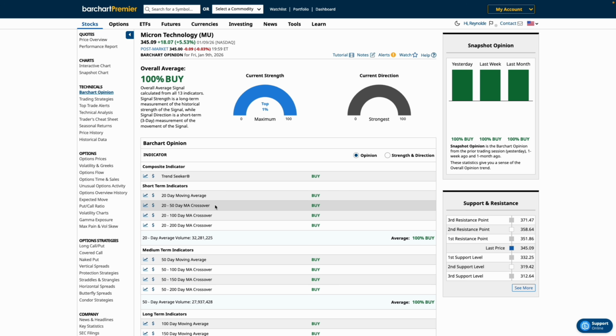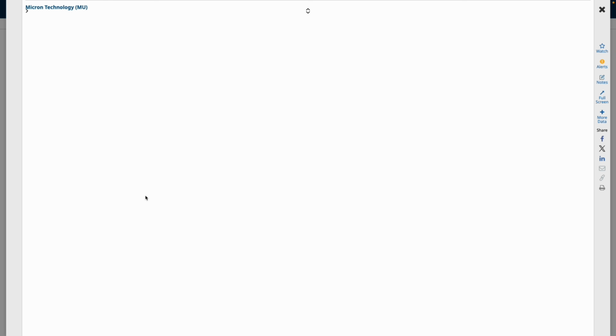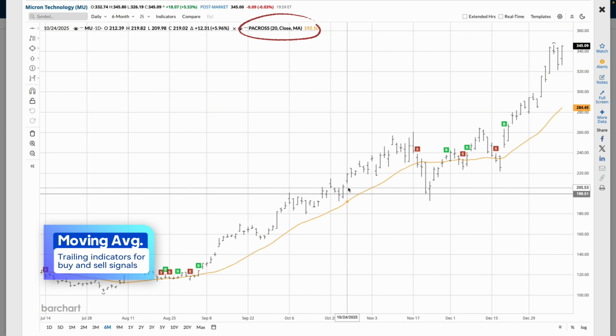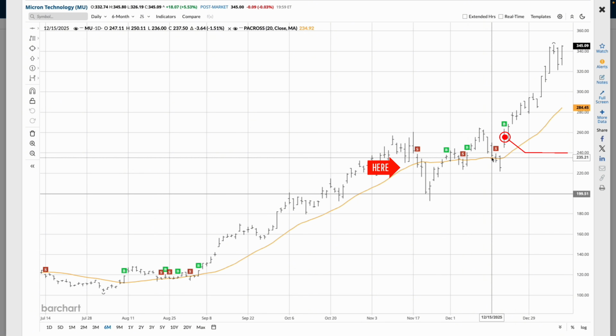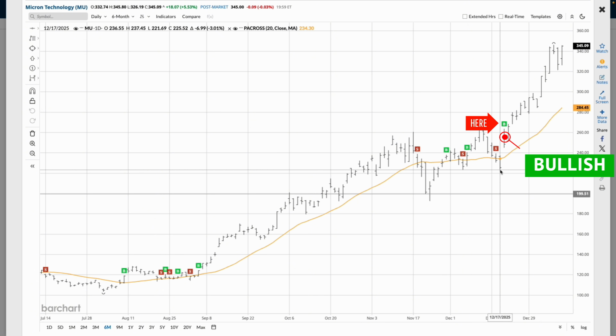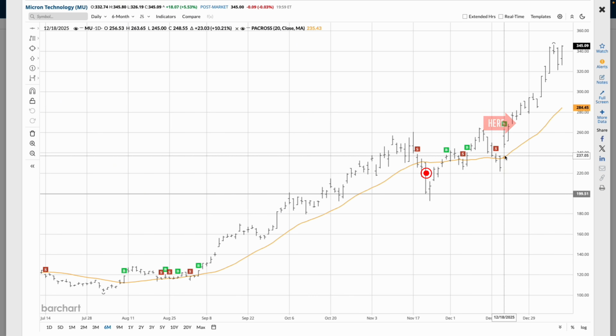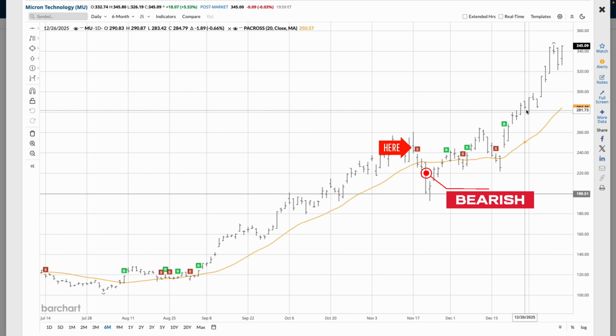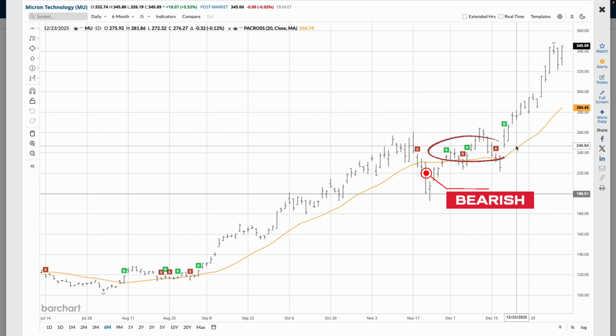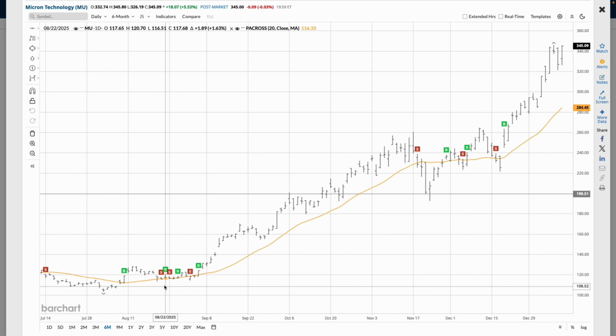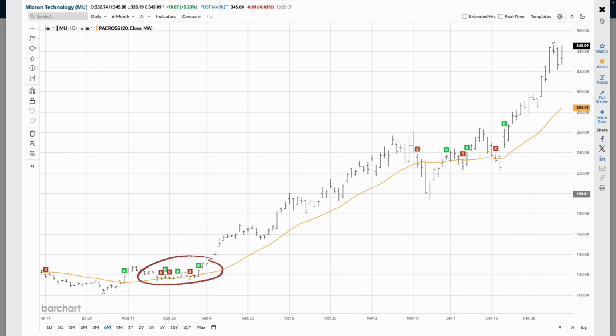Another major component is moving averages, which are trailing indicators. They tell us where price has been, not where it's going. In general, when price is above a key moving average, that's technically bullish. When price is below them, that's technically bearish. This price action creates buy and sell signals based on each moving average.